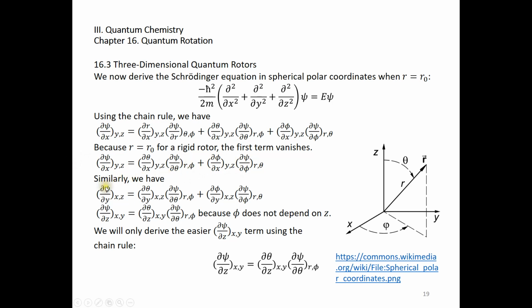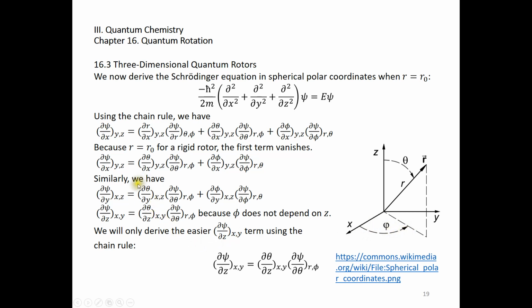Similarly, we can write out delta psi over delta y. It's just how psi depends on theta, theta depends on y, how psi depends on phi, and how phi depends on y. What about z? Fortunately, when we are talking about z, there's no phi, because delta psi over delta z is simply delta theta over delta z times delta psi over delta theta. We do not worry about this phi term because if I change the value of phi, how does the value of z change? Well, there's no change. Z simply does not depend on this phi, this longitude.